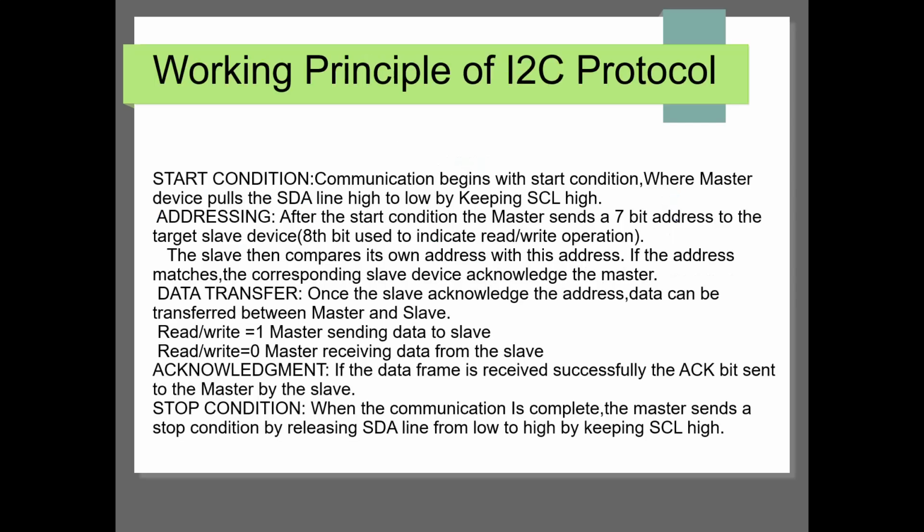So now we can see what the start condition is, how we will communicate the start condition. See, communication begins with the start condition. The master device pulls the SDA line from high to low, while keeping SCL high. Okay, so initially your SDA line should be in the high condition. Then the master is pulling SDA from high to low.